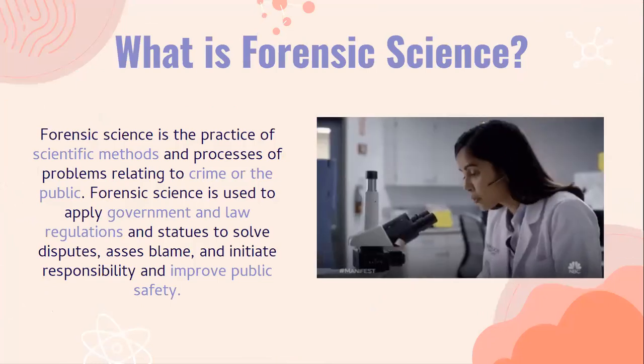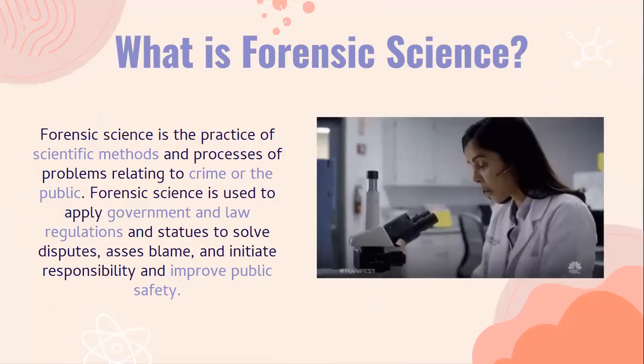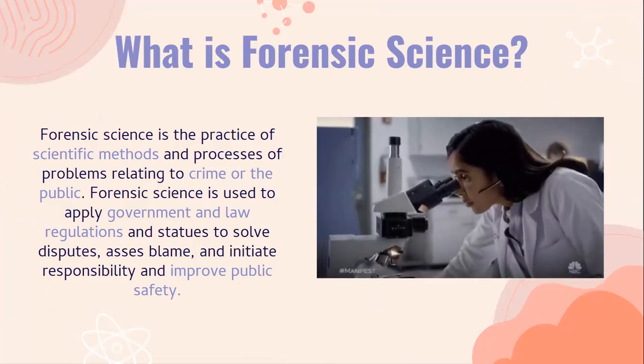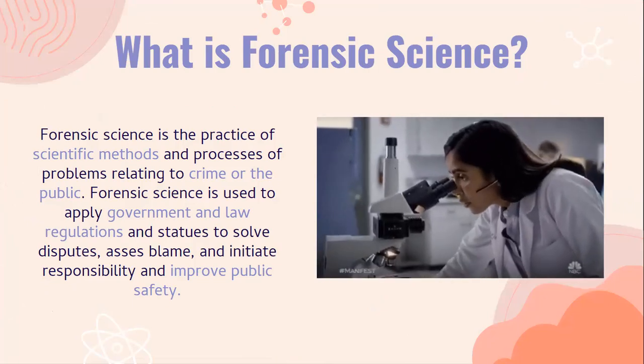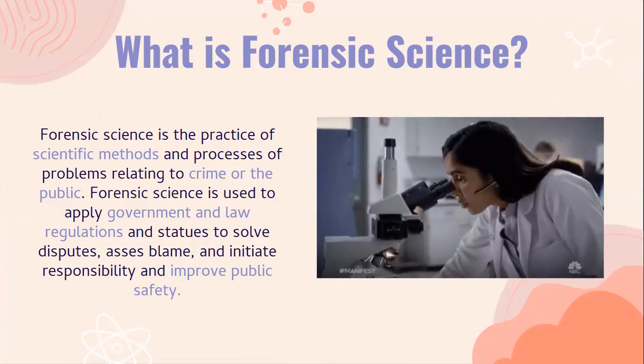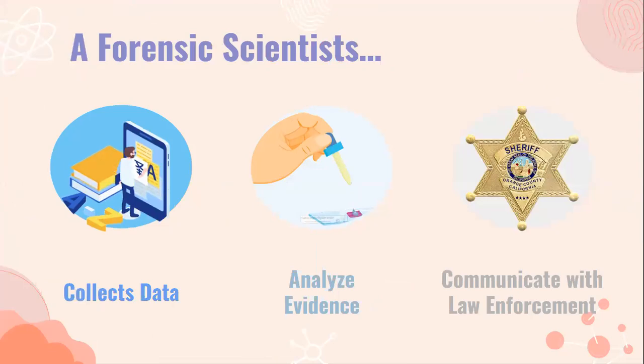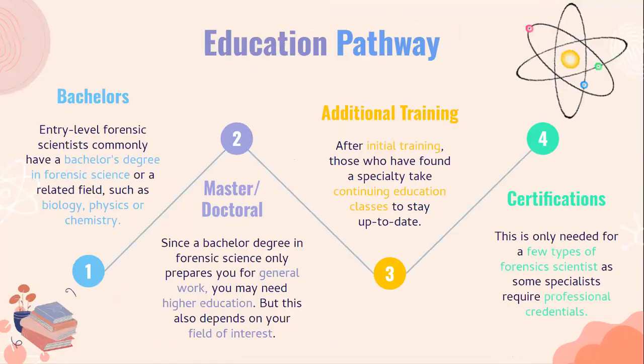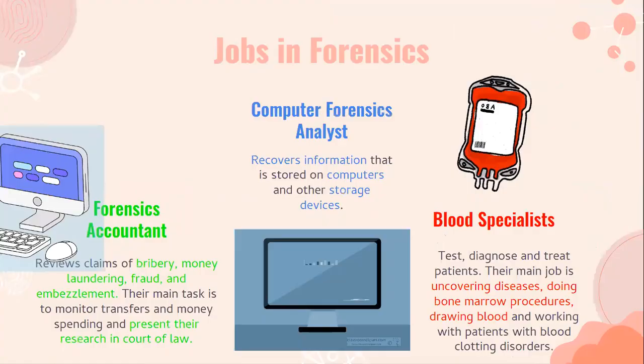Forensic science is the practice of scientific methods and processes applied to problems relating to crime or the public. Forensic science is used to apply government and law regulations and statutes to solve disputes, assess blame, initiate responsibility, and improve public safety. So a forensic scientist collects data, analyzes data and evidence, and communicates with law enforcement, right? There's a whole bunch of educational pathways.